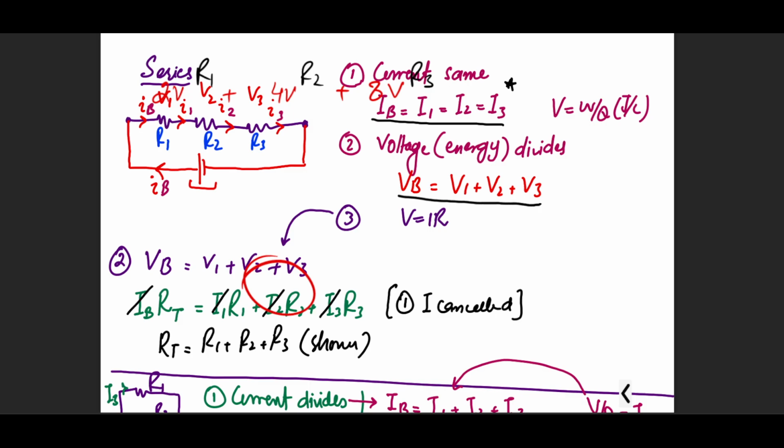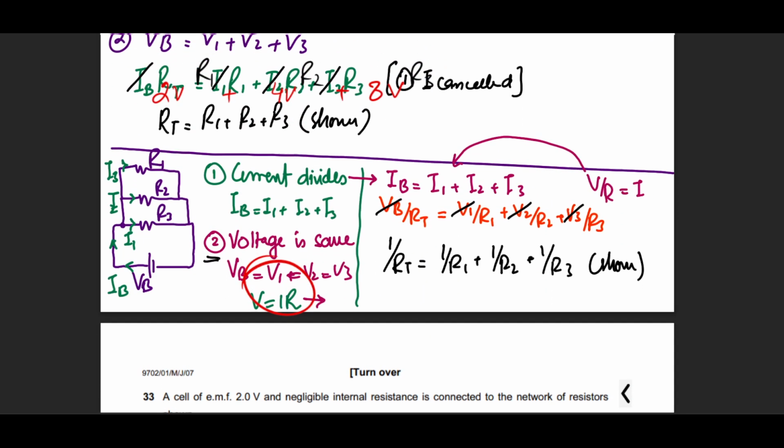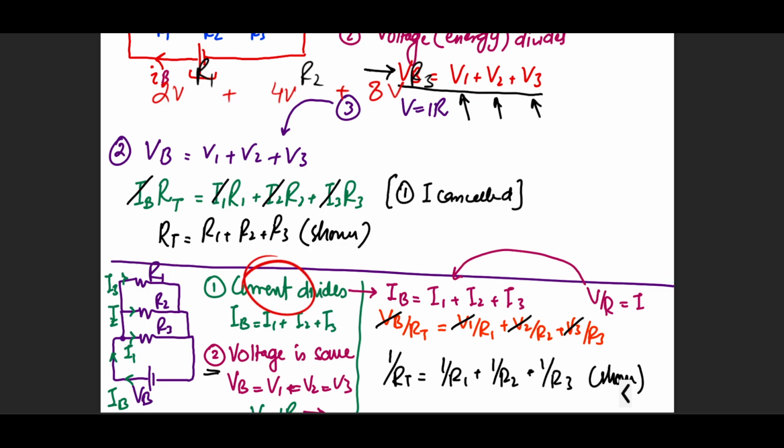gets divided across the series combination. Whatever voltage of the battery is going to be there, it's going to get divided or shared between the resistances, right? Similarly, we move on to the second part of the system. Let me clear this out.